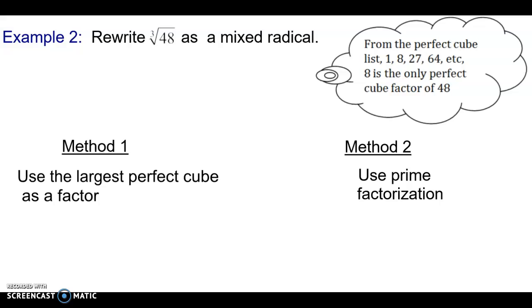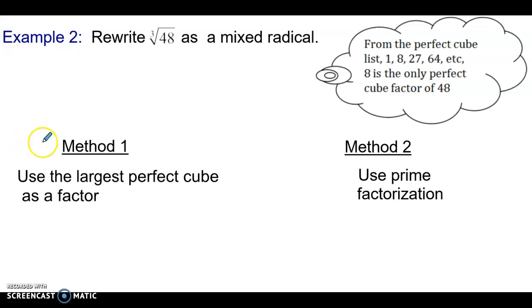Section 4.1, Example 2. Rewrite the cube root of 48 as a mixed radical. Just as in a previous example, we offer two methods to help rewrite the square root of a number as a mixed radical. We are now going to look at the same two methods to rewrite the cube root of a number as a mixed radical.